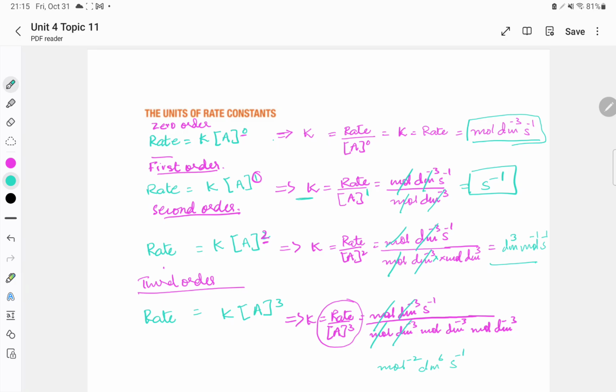So this is how, because we have dm minus 3 and minus 3 makes minus 6, so when it goes upward it will be plus 6. And moles per dm cube, we have 1 mole per dm cube, so this makes it this. So this will be the final unit for rate constant.